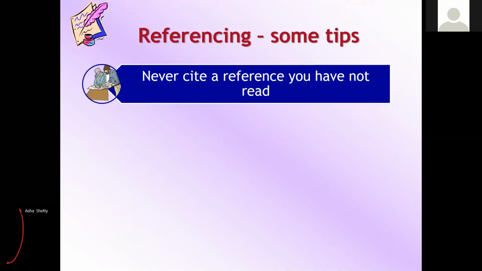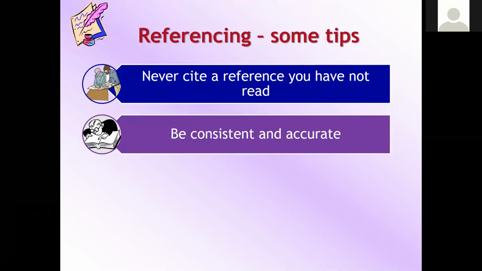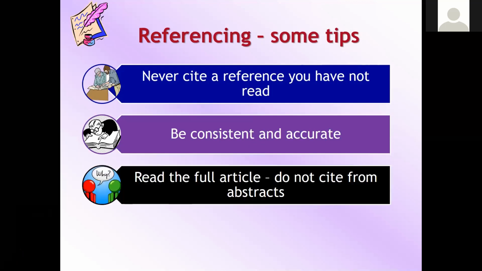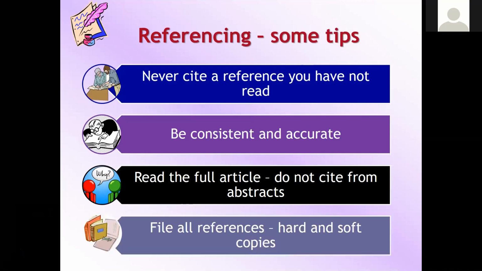So many people take references from another paper. They simply copy the reference without even having bothered to read it. Please don't do that. Be consistent and accurate. This is the hallmark of referencing: consistency and accuracy. Read the full articles. Again, do not cite from abstracts, because many times the abstracts do not reflect the same thing as the article.